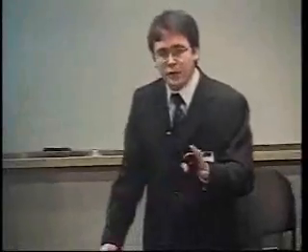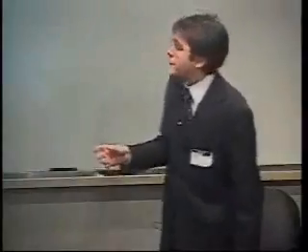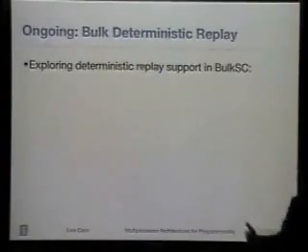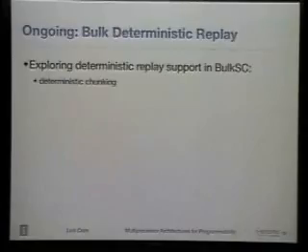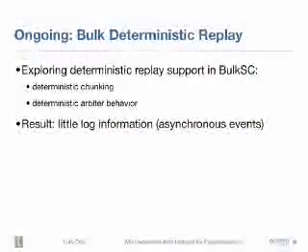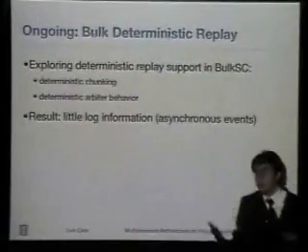So I showed you how to use bulk for sequential consistency, transactional memory, and TLS. There's one thing that I've been working on lately, which is using the same framework to replay a multiprocessor deterministically. So the idea is to have a bulk SC machine and replay a program so that it behaves the same way as the previous execution. And the main idea is that if you have two things, deterministic chunking of threads and have the arbiter behave in a deterministic way, if you rerun your program with very little log information, essentially only the asynchronous events, the behavior will be reproduced.